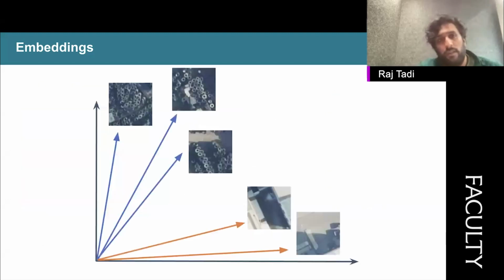So why is this useful? Well, in this representation, what we find is that images that actually look similar to each other lie close to each other in this representational space. What this means is that if I want to find images that, say, look similar to car tires, I only have to look for nearby embeddings.